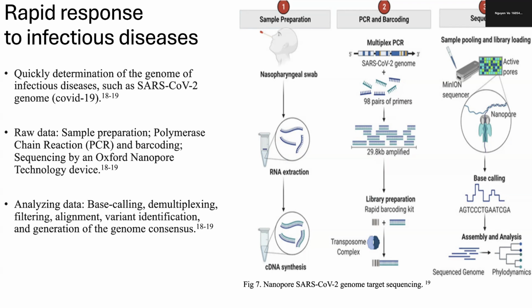After sequencing, the raw data undergo base calling to convert the electrical signal into nucleotide sequences. Then comes multiplexing to separate the data from different samples, because the device can run multiple samples at the same time. Then filtering to remove low quality data, alignment to the COVID genome, variant identification, and finally, generation of the viral genome consensus. This process can be accelerated to within a single day, making it critical for vaccine development against any infectious disease right now and in the future.